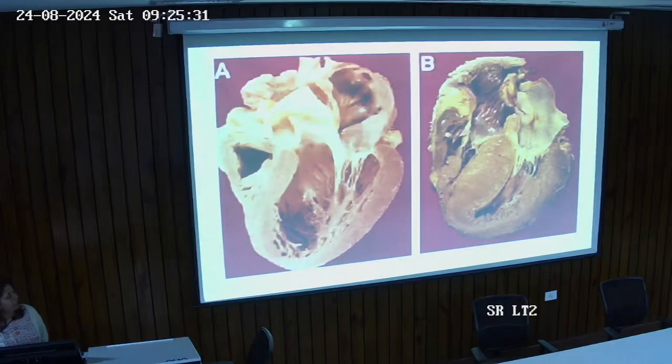What is the meaning of asymmetrical septal hypertrophy? This is the septum. Look at the hypertrophy here and look at the hypertrophy here. Is it the same? Is the hypertrophy on both the sides the same? This has hypertrophied more than this. That's why it is called asymmetrical septal hypertrophy.